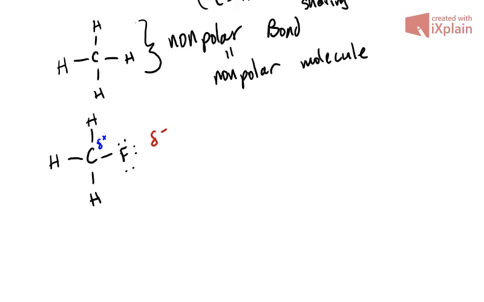Okay, wait. So, because the fluorine is partially negative, but the hydrogen is not, that's why it's a polar molecule, because they're on opposite sides. Yeah. Okay.